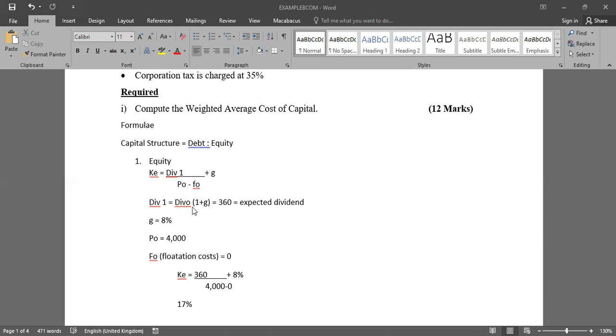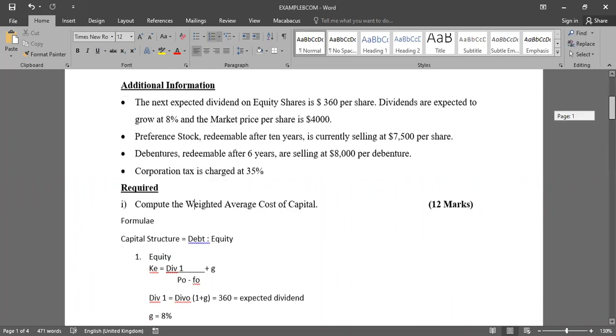And when they give you div naught, you multiply it by 1 plus G so that you get div1. However, if they give you div1 like they did in this question, they will tell you that the expected dividend is this. They're telling you that the expected dividend is this. That means that's the future dividend, and hence that's div1.